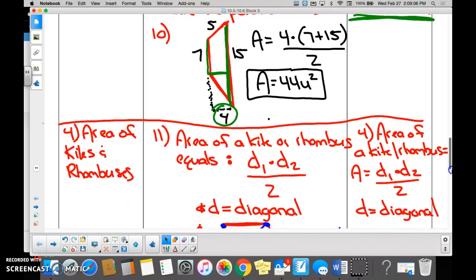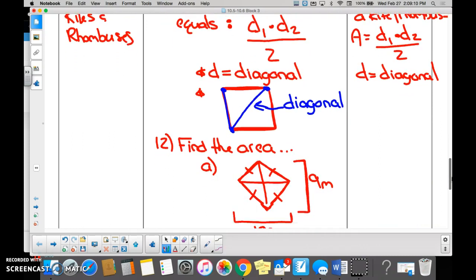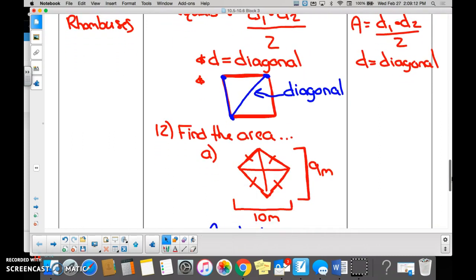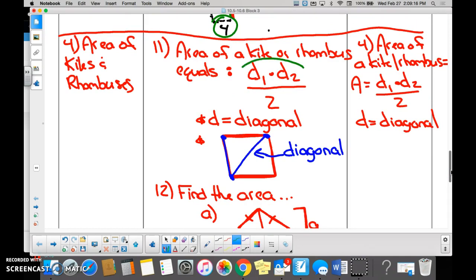The last thing we did was area of kites and rhombuses. On the count of three, the area of a kite or rhombus is diagonal 1 times diagonal 2 divided by 2. So it's actually D in your formula, and D stands for diagonal. And you guys know a diagonal would be non-consecutive.